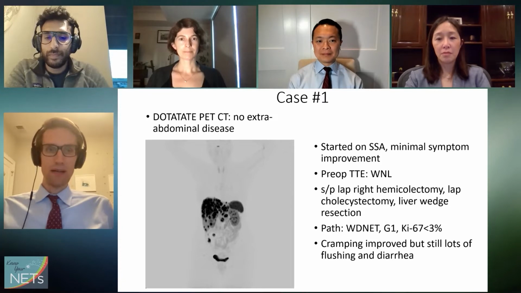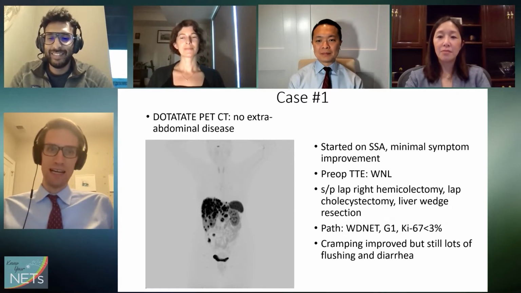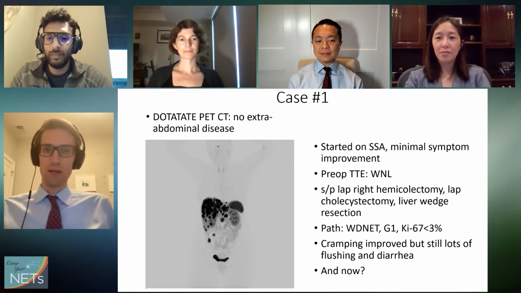And as the surgeon on the panel, I will add that this is way too much tumor for me to take out. So even if I wanted, and I would be really motivated to try to get it out, this is a lot of liver tumor burden, right? So this is definitely not something that I would operate on.